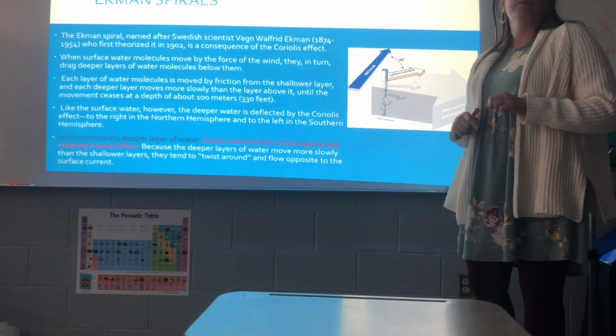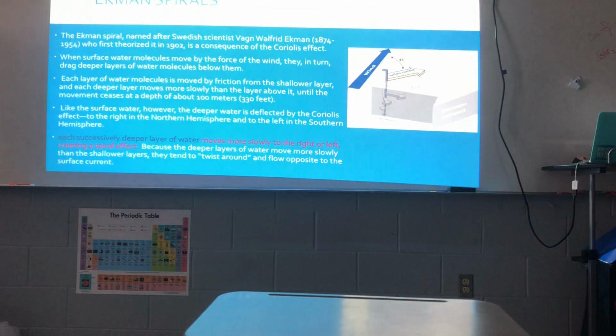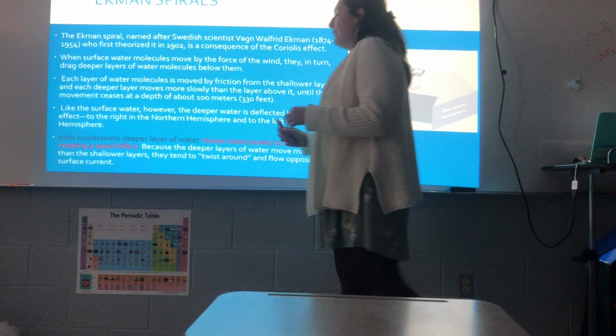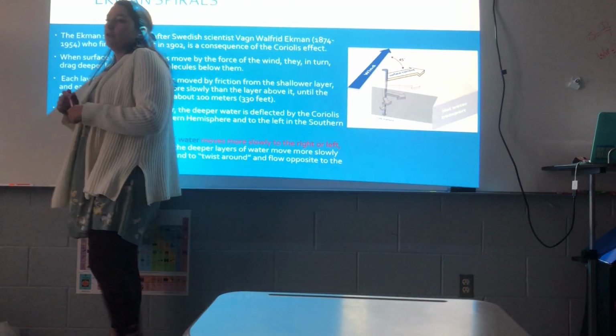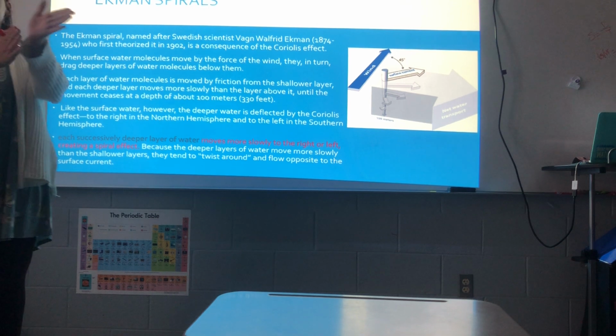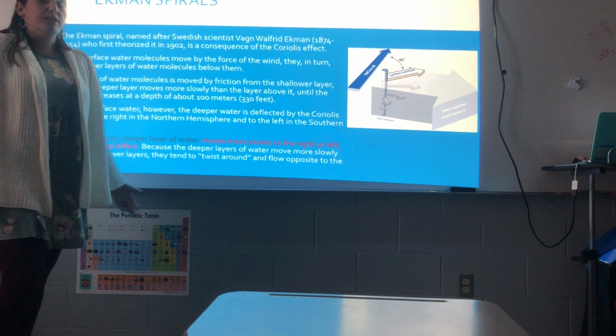Next chapter. Ekman spirals. I could go on and on about Ekman spirals, but I'm just going to show you a video and it should clear everything out. Basically, water slowly moves to the right or left and creates a spiral effect as you go deeper and deeper in the ocean. So the wind blows it one direction, and it slowly pulls less and less water along with it, and it creates a spiral as you go deeper into the ocean.